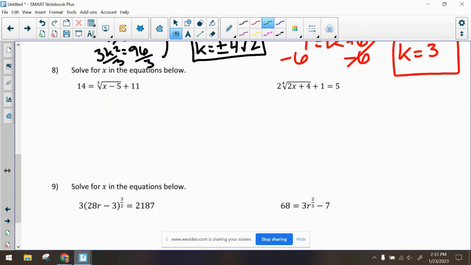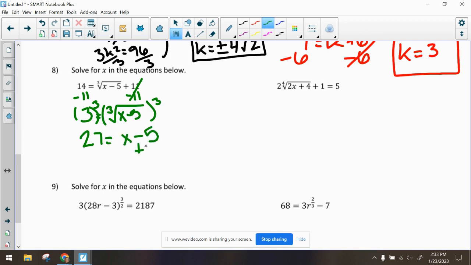Question 8 is very similar to the process that we did in 7. Now we're just dealing with roots that are different than square roots. So we have a cube root and a fourth root. But we're going to start it the same way. Our goal is to isolate the radical. So I'm going to start it off by subtracting 11. So 3 is equal to the cube root of x minus 5. Now we can raise each side to a power, but this one is going to be to the third since our index is 3. 3 to the third is 27. And if it's equal to x minus 5, to get x by itself, we would just add 5 on both sides. So x would be equal to 32.